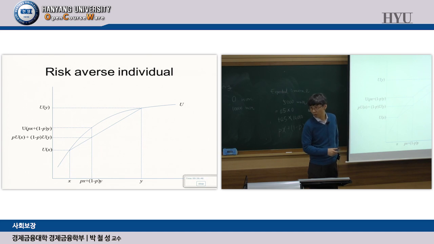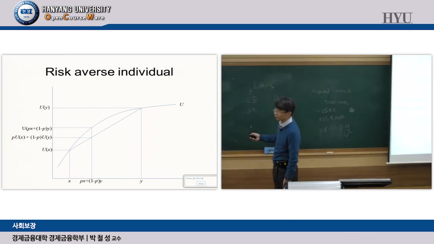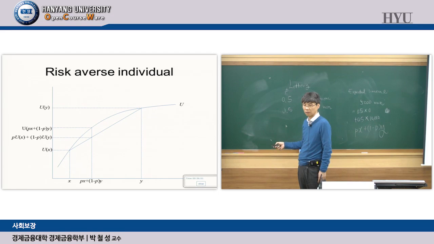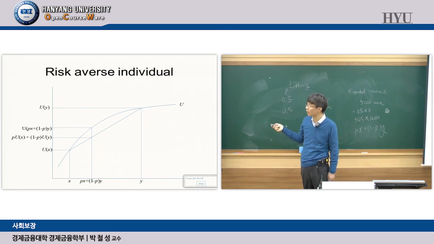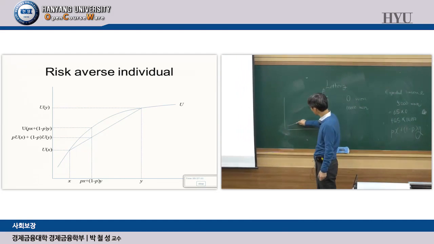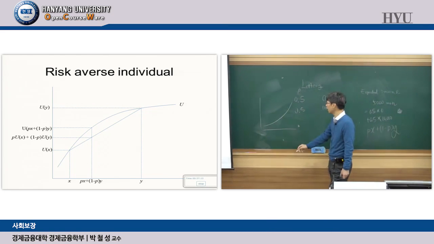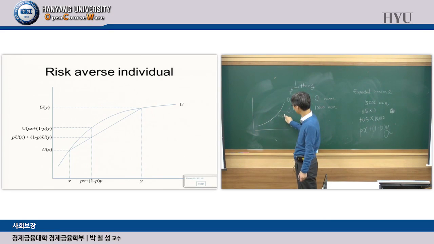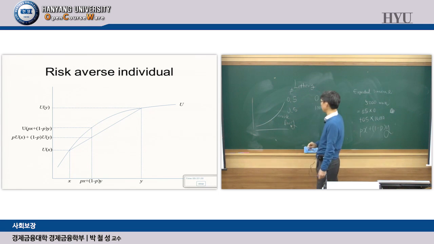Okay? When you have risk-neutral, how would the utility function look? If it's risk-neutral, it should be a straight line. Okay? If it's risk-loving, it should be convex. Okay? So it's going to look something like this. And if you have this one, this is risk-loving.